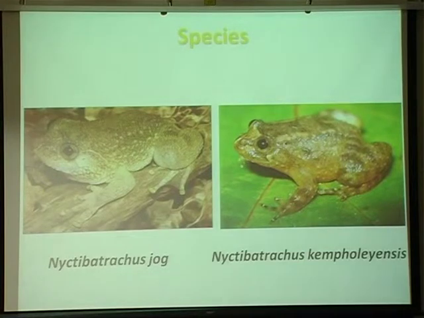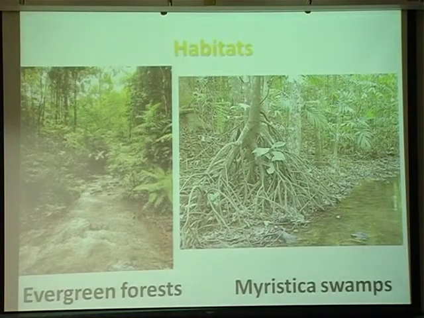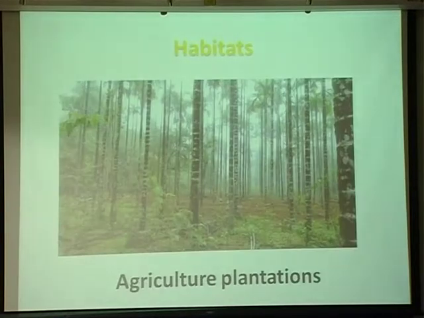My interest of species is two stream-dwelling frogs, Nyctibatrachus jogue and Nyctibatrachus campholiensis. The former is found in very few localities in Central Western Ghats, while the latter is found across the Western Ghats. I'm looking at a small scale and I'm studying two river basins, Aghanashini and Sharavati. I'm in an initial stage of my sampling work and have sampled in habitats like evergreen forests, Myristica swamps, which are in itself a unique ecosystem, as well as in agriculture plantations. So I'm in a very initial stage of my sampling work. That's it.